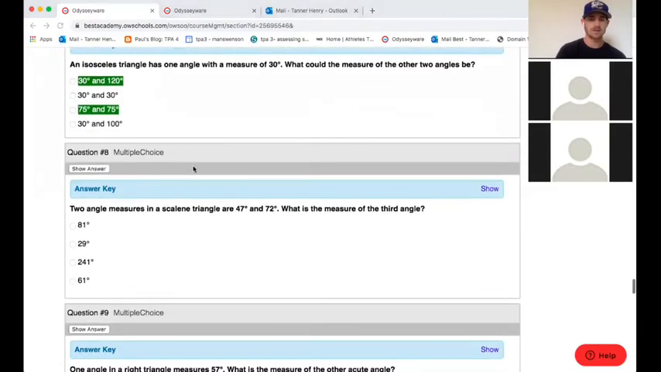Perfect. Okay, this one says two angle measures in a scalene triangle are 47 degrees and 72 degrees. What is the measure of the third angle? So just add those two up. There's a few different ways you can do it. I'll let you guys do it and I'll ask which way you did it.